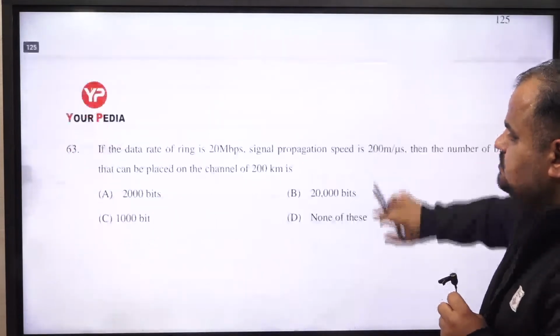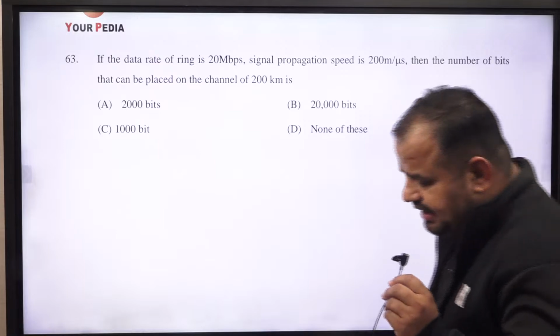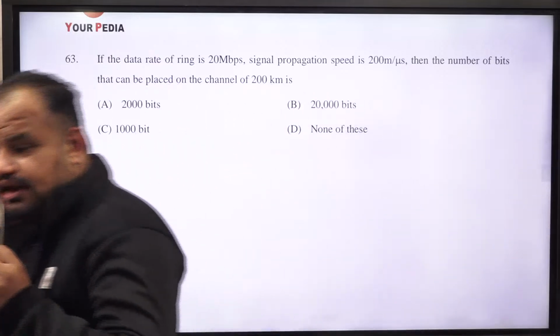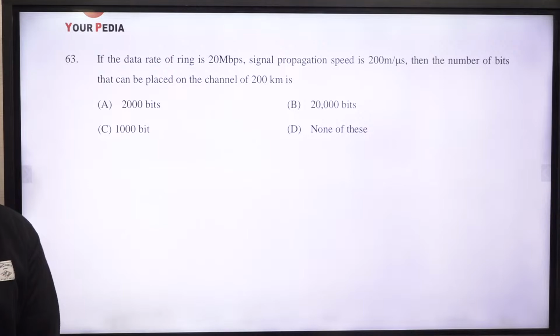Now tell me, my dear students, if the data rate of ring, it means it is talking about ring topology. And do you know that in the ring topology, what is the distance? Distance is equivalent to circumference. So if the data rate of ring is 20 Mbps, signal propagation speed is 200, then the number of bits that can be placed on the channel. Very simple problem. Now tell me what is the right answer.